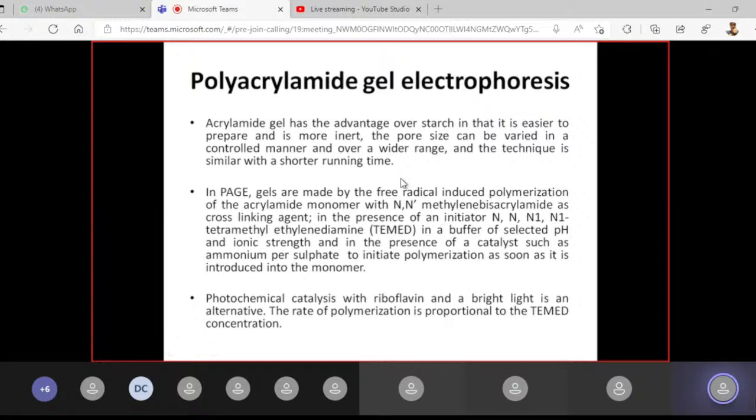Otherwise, acrylamide and bisacrylamide cannot join. But when you add TEMED and ammonium persulfate, they will start linking acrylamide and bisacrylamide molecules. So when they start linking, they will form a polymer and solidify to form a gel-like substance. Is it clear to everyone? So apart from TEMED, you can also use light to initiate polymerization in presence of riboflavin. So these are the two ways by which you can lead to polymerization of acrylamide and bisacrylamide.